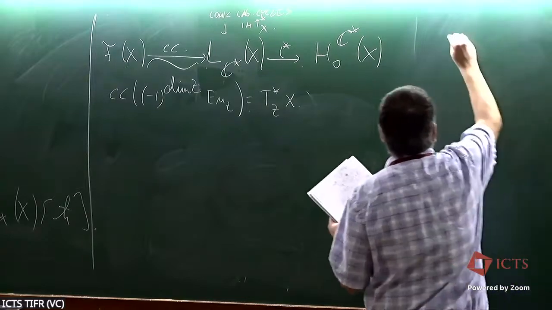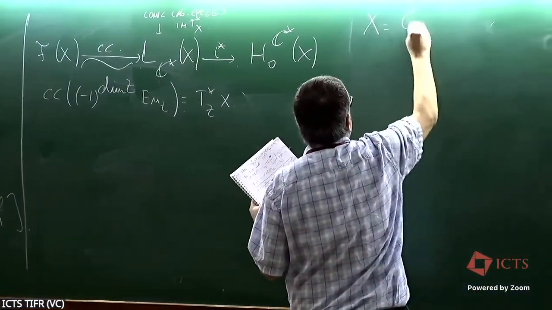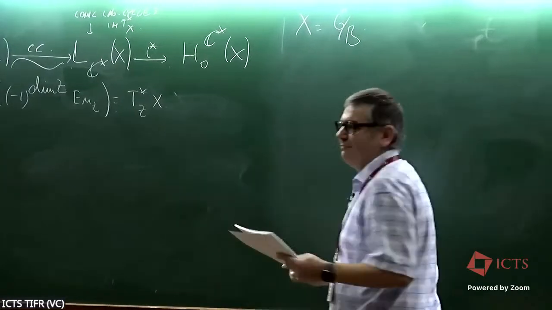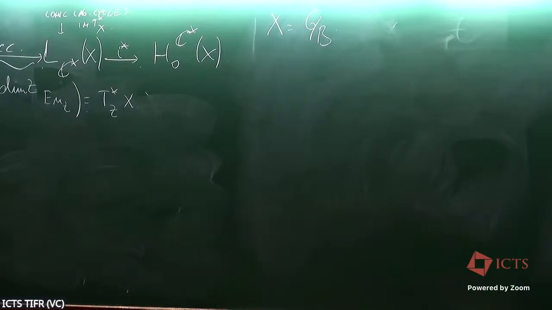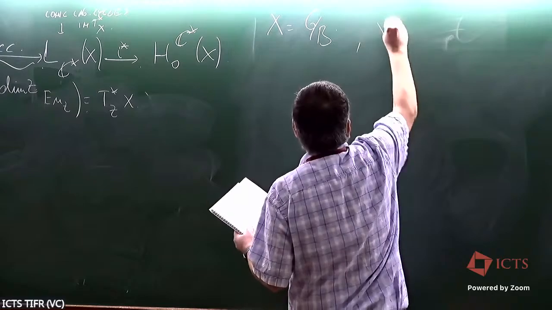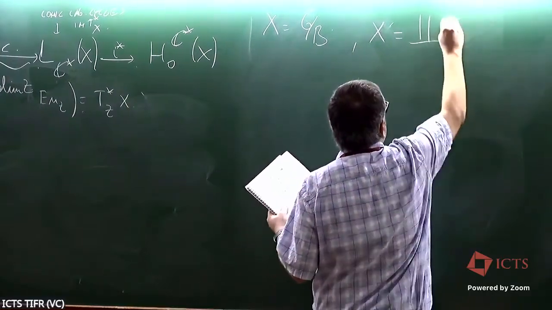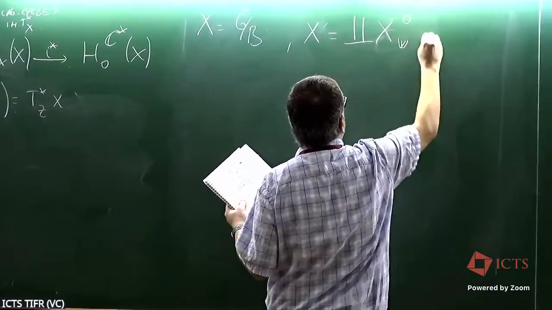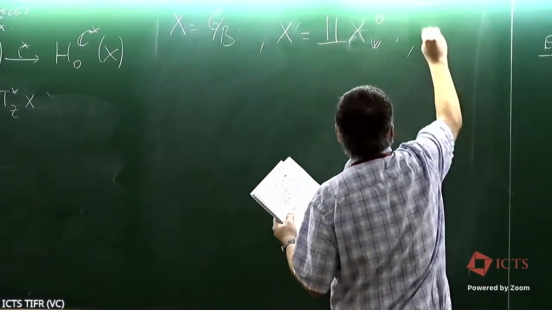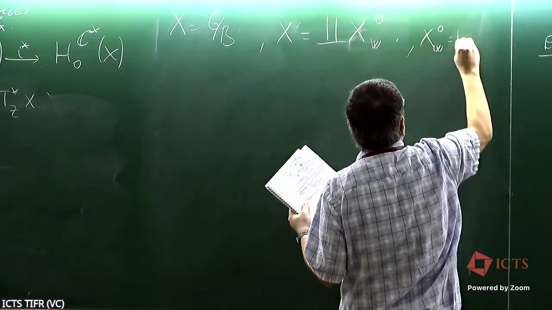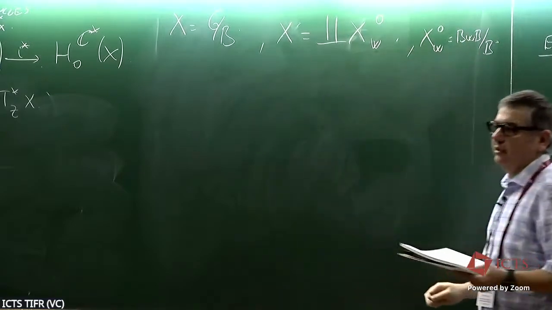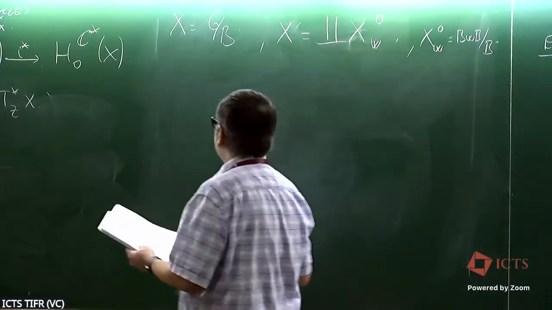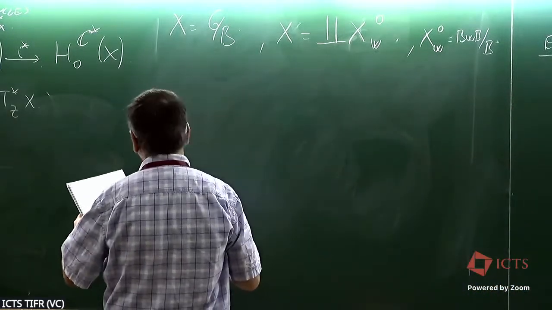So let's say now that X is G mod B. I think in this audience, I don't have to say what G mod B is. G is a complex semi-simple Lie group, and B is a Borel subgroup. And then this X has a stratification by Schubert cells. My conventions are in such a way that the dimension of the Schubert cell is equal to the length of the Weyl group element. And then you can construct the following diagram.